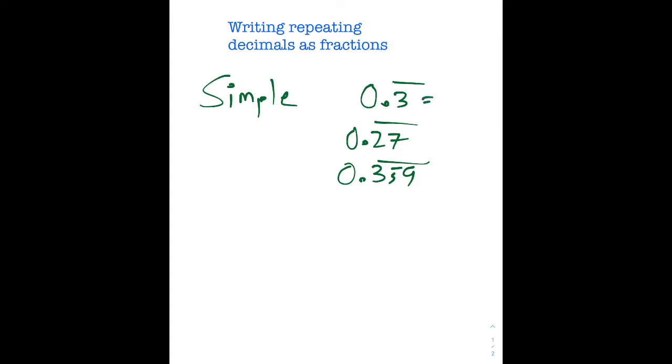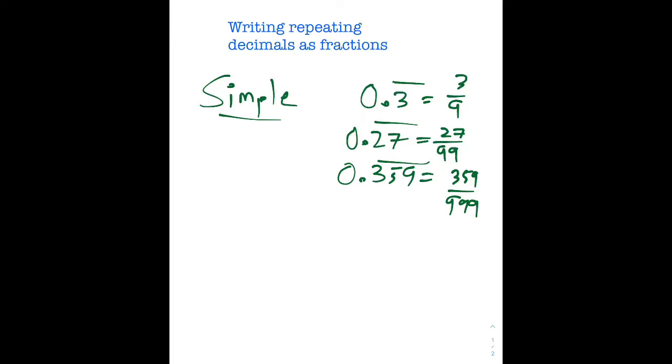The rule for these is pretty simple. You take that same number and write it over 9. Or if there are 2 digits, you take those numbers and you write them over 2 9s. Or if there are 3, you take those 3 and you write them over 3 9s. So for simple repeating decimals, that rule is pretty quick and easy.